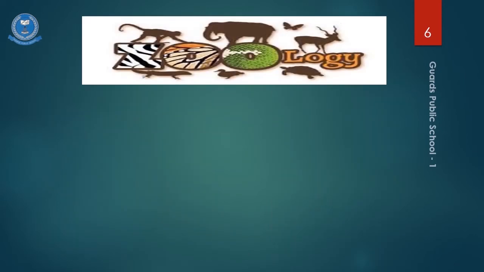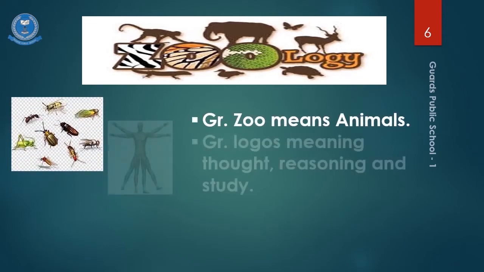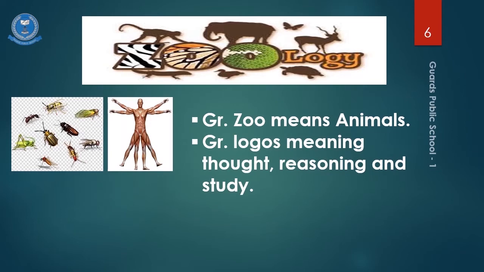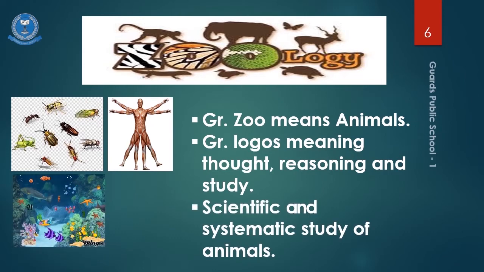Zoology. Students, zoology is composed of 2 Greek words, zoo, which means animals, and logi, which means thought, reasoning, and study. So students, zoology is that branch of biology which deals with the scientific and systematic study of animals. It deals with the types of animals, their geographic presence, and also with their characters.